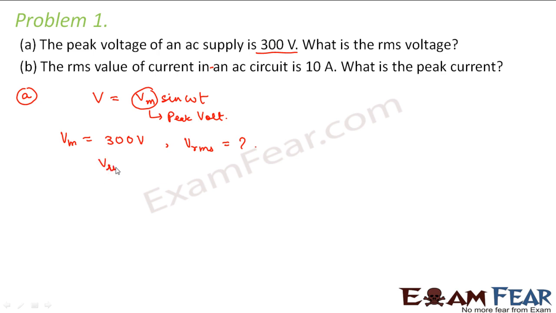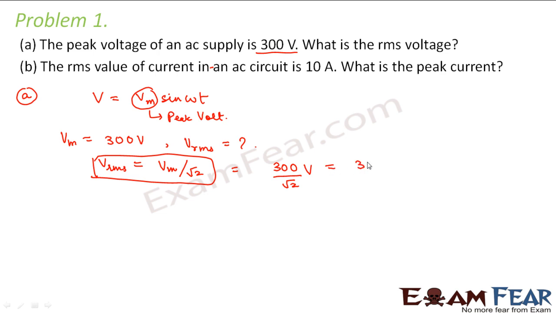So we have found out a relationship between RMS voltage and peak voltage, that is Vrms is equal to V peak divided by root over 2. So using this we can say 300 divided by root 2 volts. So this becomes equal to 300 root 2 divided by 2. So that is equal to 150 root 2 volts. So this would be the RMS voltage.